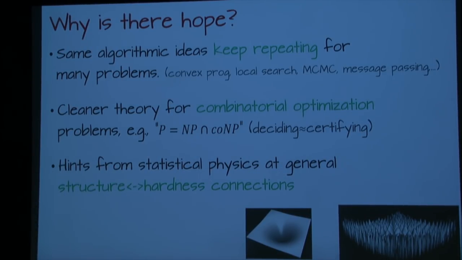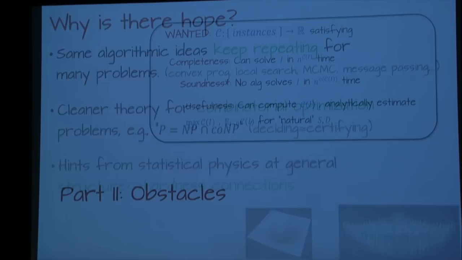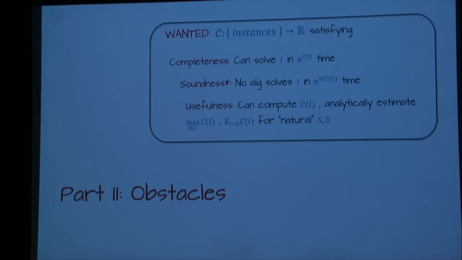And there are also hints from statistical physics, that certain average case problems undergo phase transitions, which could potentially be related to their computational complexity. So these might raise hope that there could be a theory like that out there to be discovered. So okay, now I'd like to talk about obstacles, which some of you already talked about.